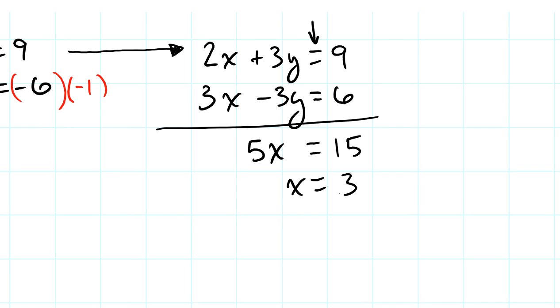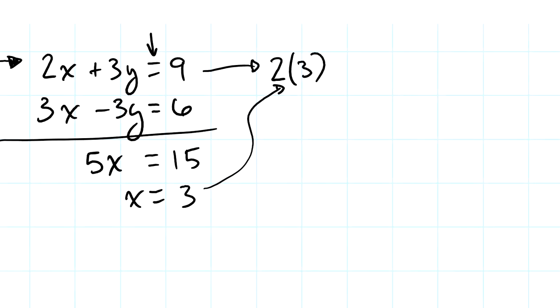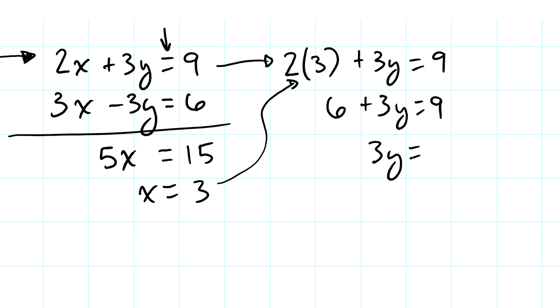Now that we know x is 3, it really doesn't matter which equation we pick. We can pick either one to solve for y. I guess I'll just pick the first one. So I'm going to take this first equation and rewrite it, but instead of writing x, the variable, I'm going to put in the value 3, because we just found that x was 3. So this is 2 times 3, and then we'll write plus 3y is 9. So 6 plus 3y equals 9. 3y equals, let's see, 9 minus 6 is 3. And if I divide both sides by 3, I get that y is the value 1.